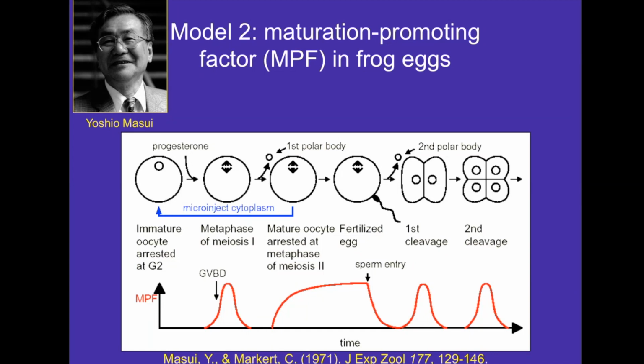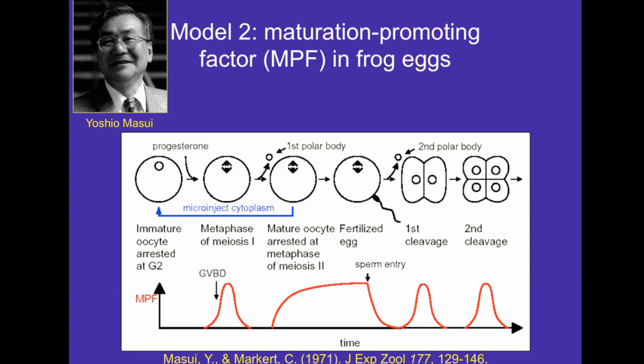And progesterone stimulation in the natural environment of the frog will stimulate oocytes, immature eggs, to re-enter meiosis. This is the specialized cell division that gives rise to germ cells. And they'll then become arrested in meiosis 2, metaphase, waiting for fertilization. As soon as they're fertilized, the zygote will go through rapid cleavage divisions in the early stages of embryogenesis.